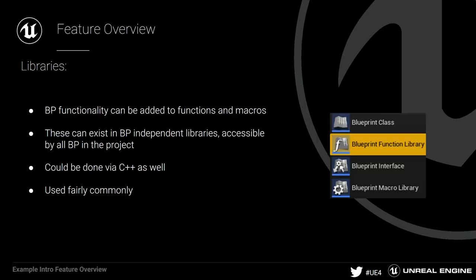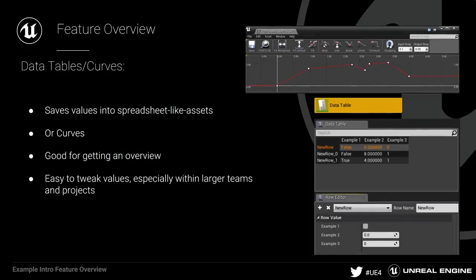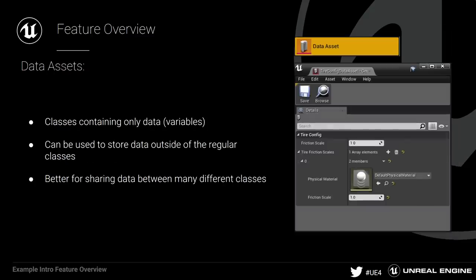Libraries, meaning like a blueprint library, or could be done in C++ as well. So that's another one you can use. You got interfaces, of course, within Blueprint. You got data tables and curves. So you can specify a curve and then read from that within Blueprint. You can make a data table, read from that in Blueprint. Okay. I think most of you, I hope, have done this before, all of this. Otherwise, the rest is probably going to get a little bit hard. Okay. Data assets exist as well. So you can make a data asset basically just holding a couple of properties and read from that. The entire system uses this by default.